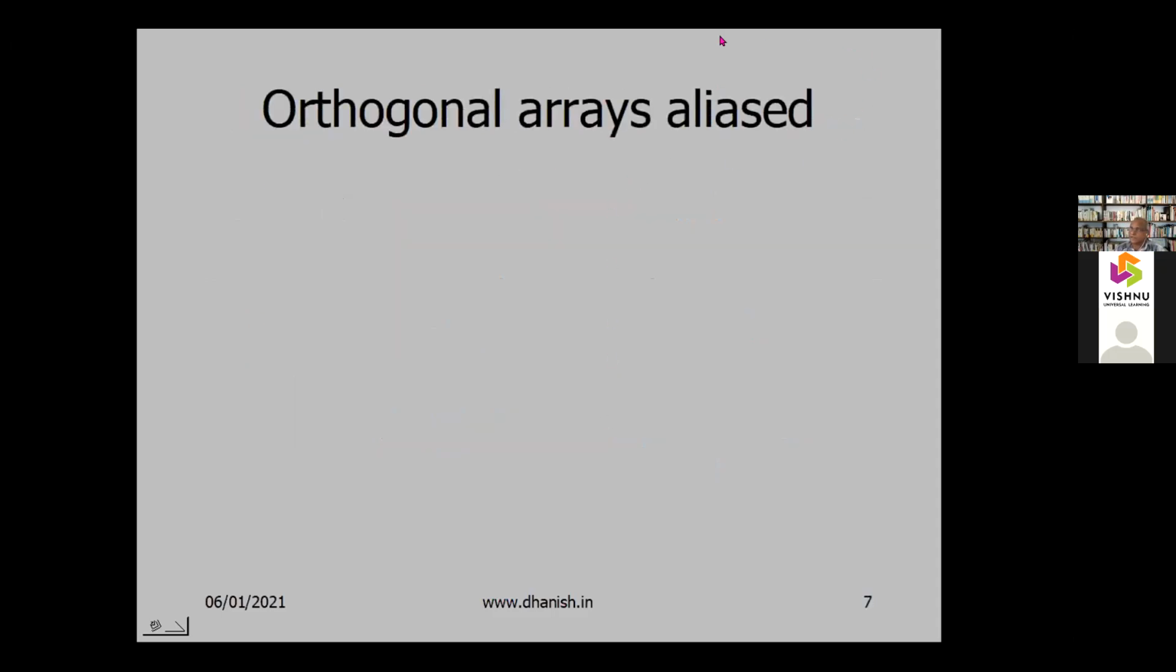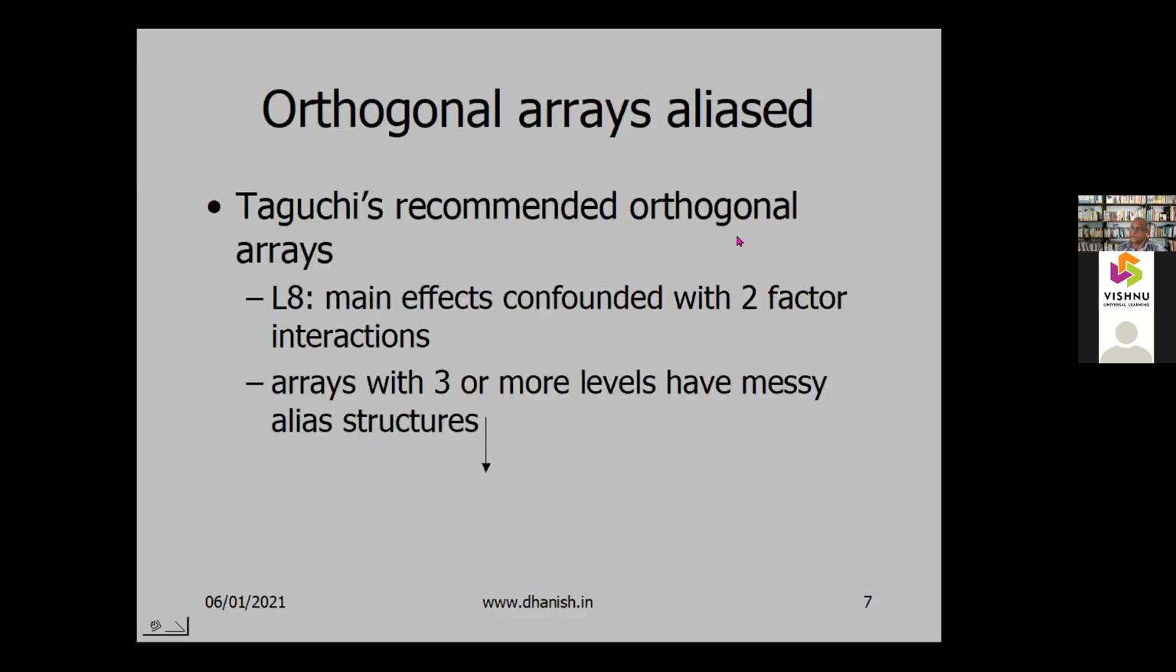Then orthogonal arrays are aliased. So this is the other problem. Taguchi recommended orthogonal arrays. So L8, he recommended the L8 array very commonly. So that's what it depends. Some arrays are okay. Here the main effects are confounded with two-factor interactions. And arrays with 3 or more levels have messy alias structures, very complex structures.